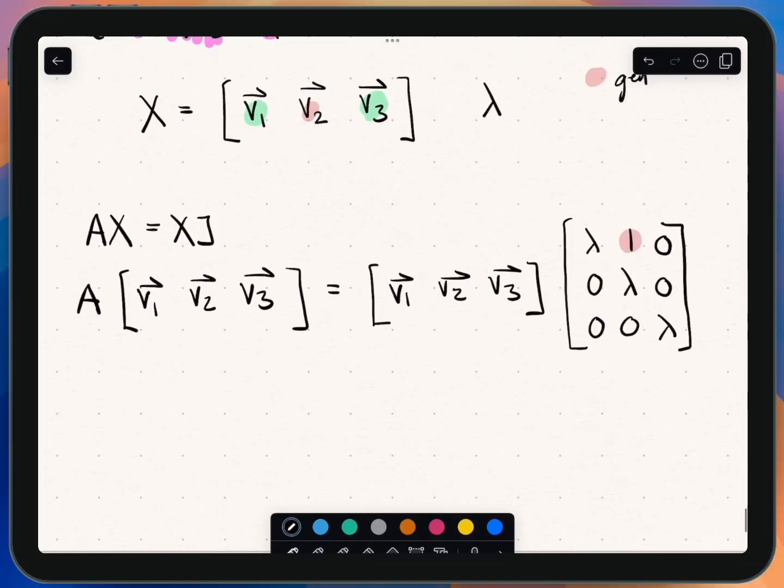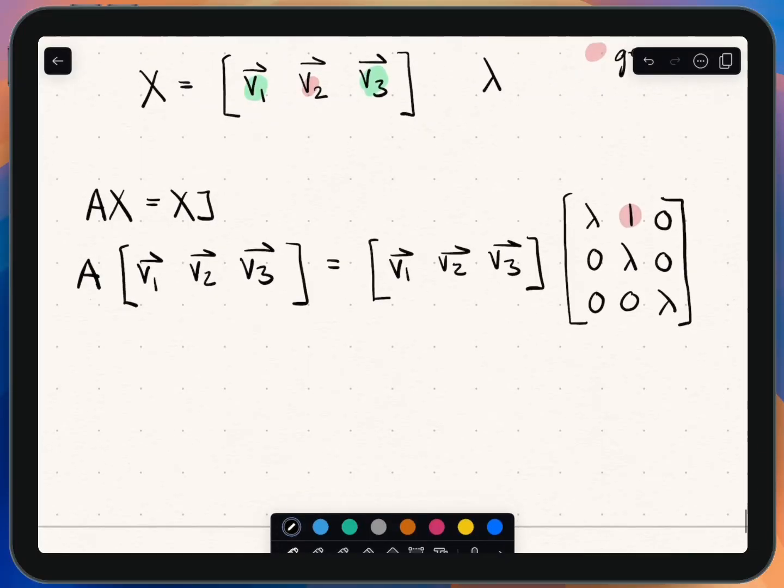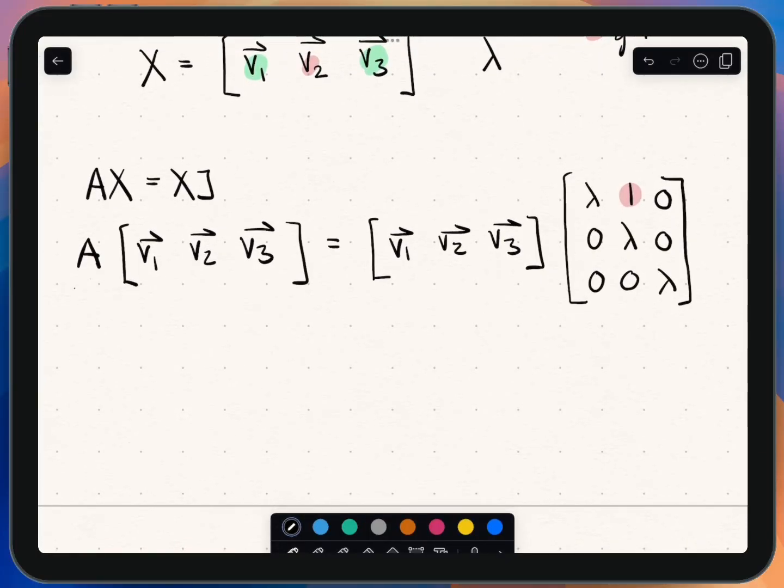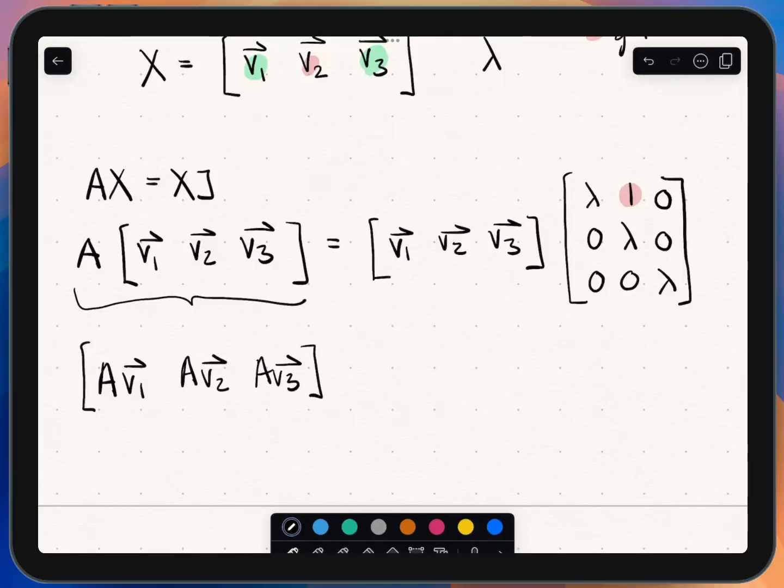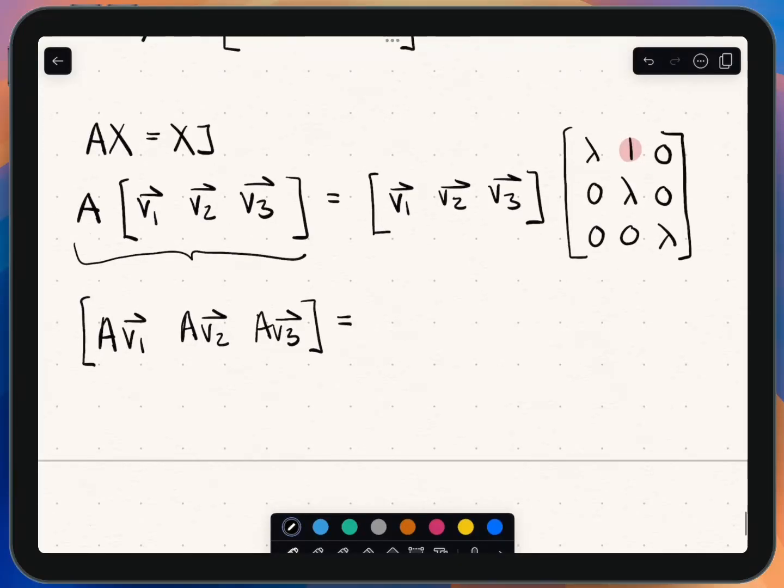So I just said that v1 and v3 are our real eigenvectors, our original eigenvectors that we talked about. And if I just do this multiplication on the left, we know that this is going to be a matrix where we have Av1, Av2, Av3 is equal to, and since I know that v1 and v3 are eigenvectors, that means that when I take Av1, this must be lambda v1. And this must also be lambda, but in this case, v3.